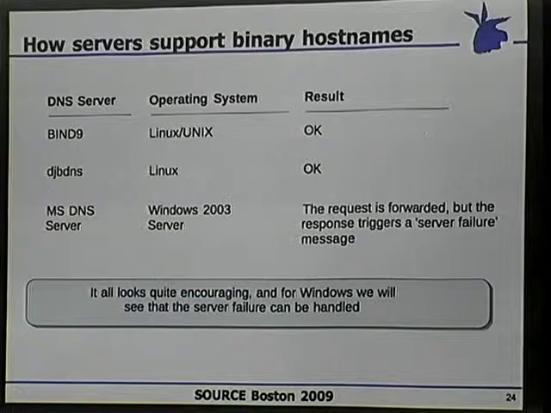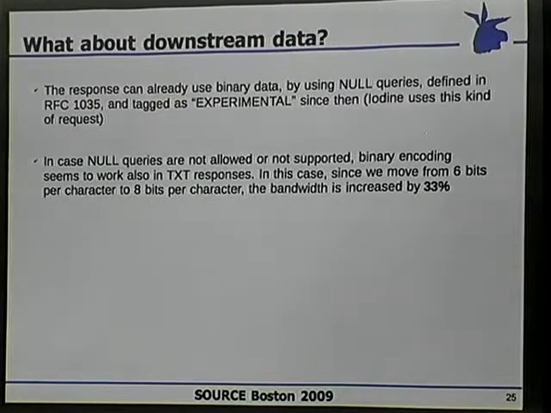As I said, we will see that through the presentation. Now this is upstream data. How does it look downstream? Iodine implements null queries. It would request a null query which can already contain arbitrary binary data. The problem with the null query is it's marked as experimental, so we can use it, but we shouldn't rely on it because some servers might not have implemented it. Hence, we would like to fall back on TXT requests, which should be implemented as standard anyway.